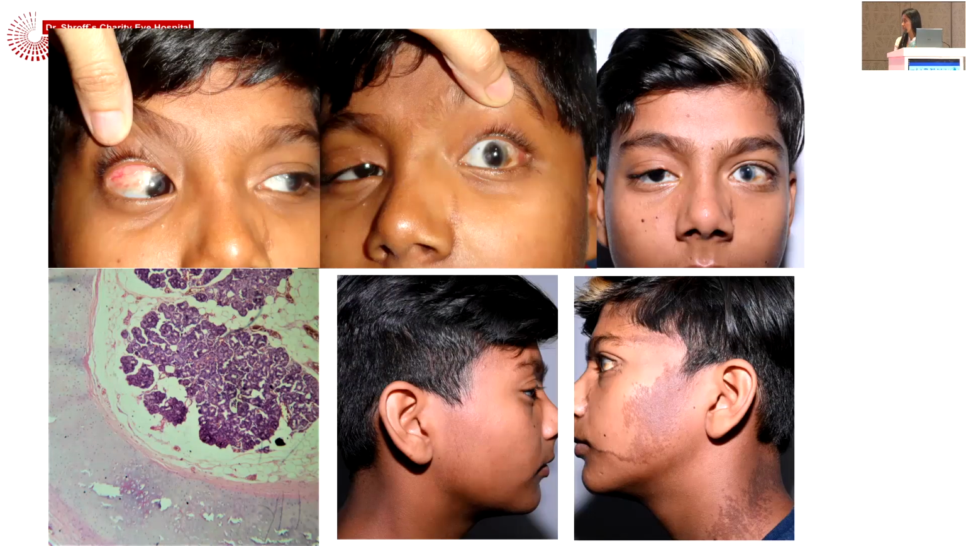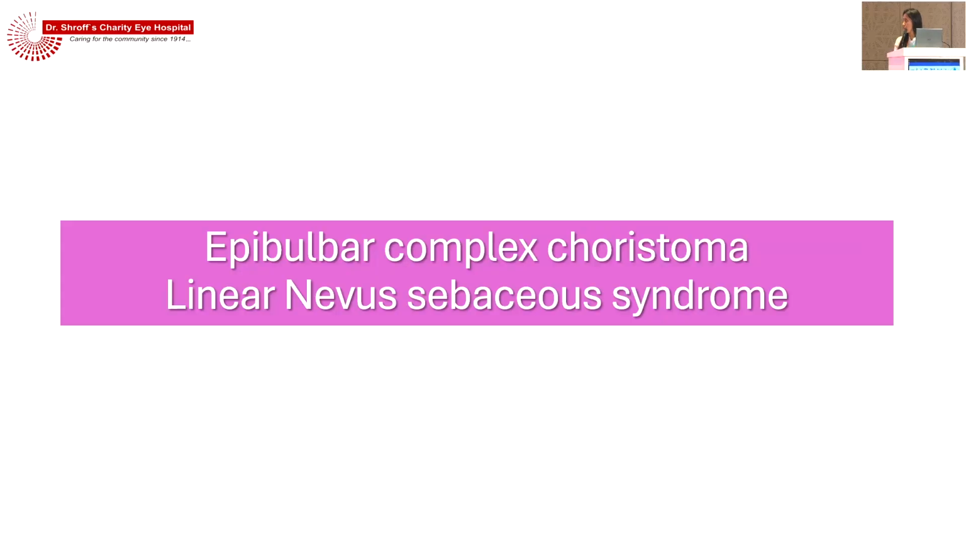So other important thing to recognize is that all these complex choristomas, sometimes they can be bilateral, can be associated with something known as epibulbar linear nevus sebaceous syndrome, because those have implication beyond the eye. There can be systemic malignancies which can be associated with those syndromes, and we need to identify these syndromes, counsel the family, do the screening if required.